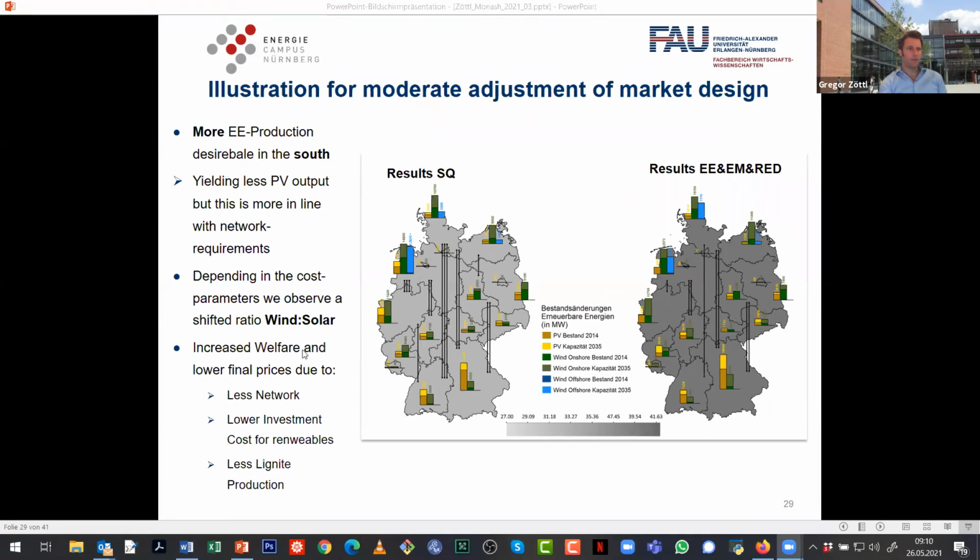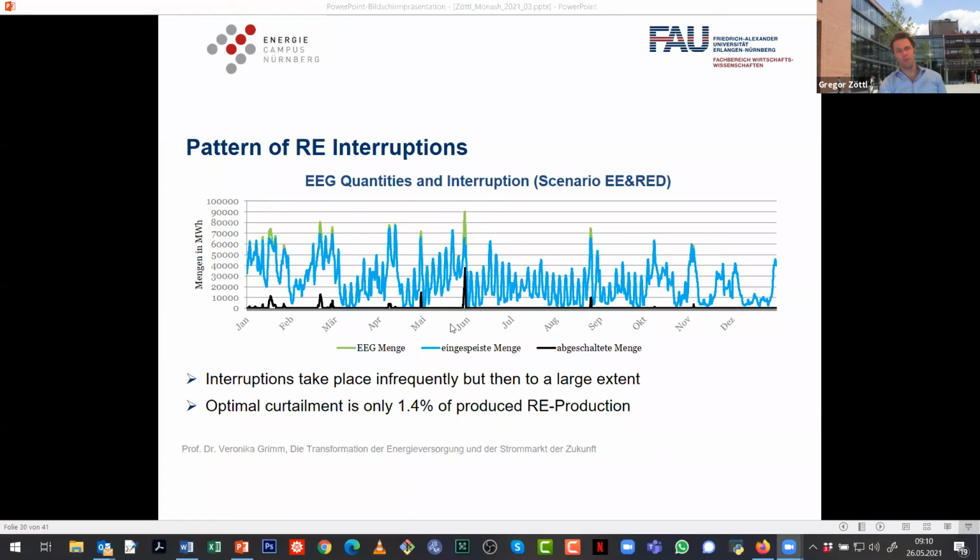Yeah, if you look at the specific profile of those green sources which would need to be shut down, in reality we see that it's not many hours where you shut down a little bit, but few hours where you shut down a lot, which helps you to save a lot on network investment.